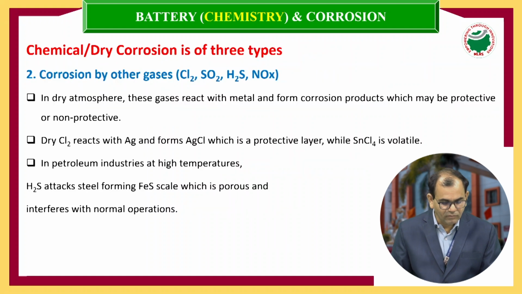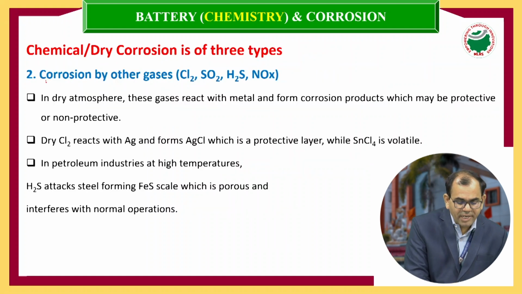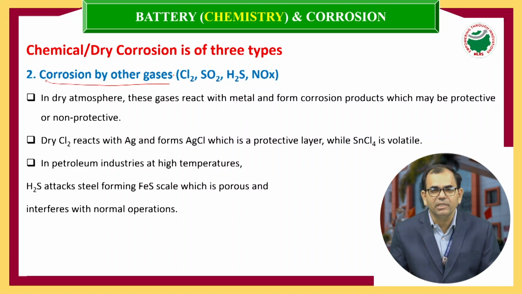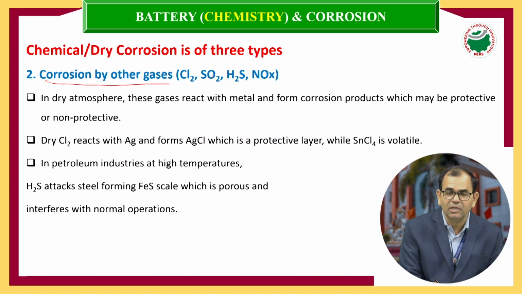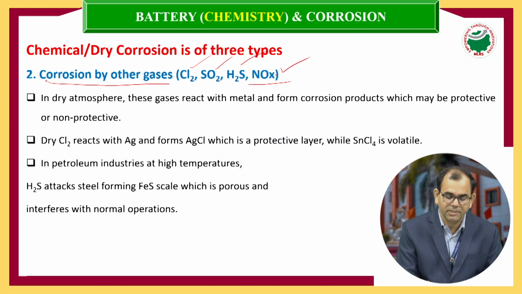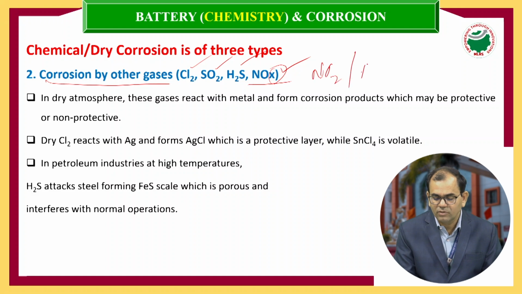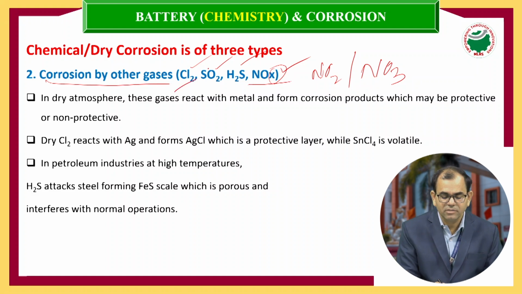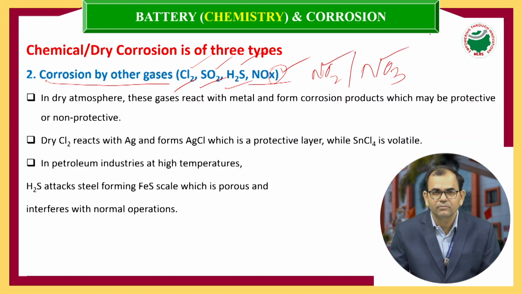Now, corrosion by other gases. We have seen the corrosion by oxygen. Now let us see corrosion by other gases. What are those gases? Chlorine, sulfur dioxide, sulfur trioxide, hydrogen sulfide, nitrogen oxide, nitrogen dioxide, nitrogen trioxide, etc. Here X represents NO2 or NO3. So what are the gases responsible for corrosion other than oxygen? Chlorine gas, sulfur dioxide, sulfur trioxide, hydrogen sulfide, nitrogen dioxide, nitrogen trioxide. These are the gases responsible for corrosion.